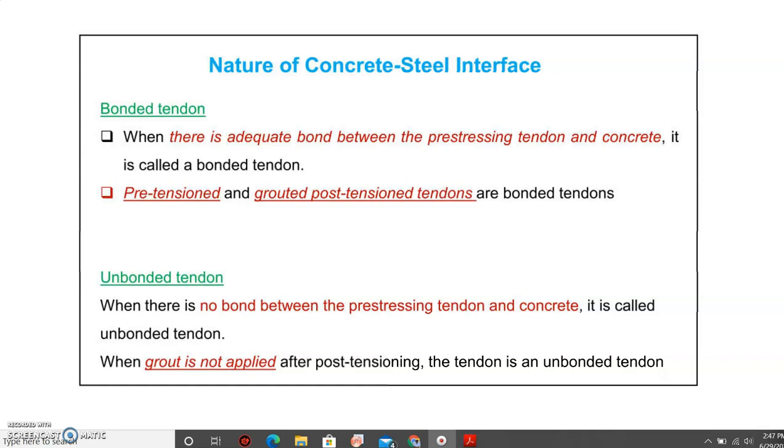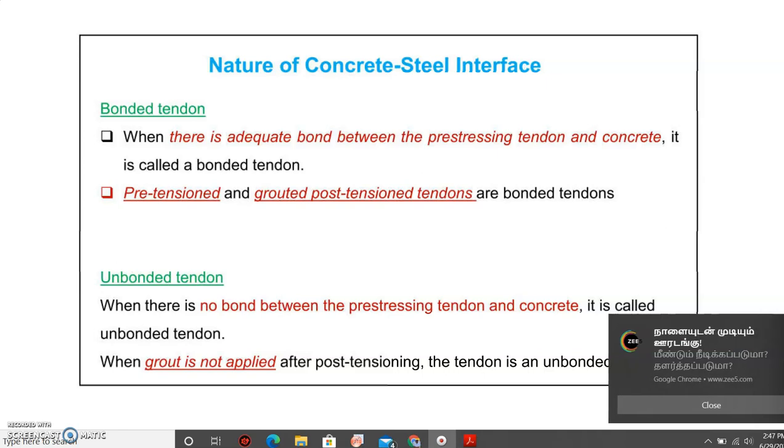Okay. So in post-tensioning there are two types. One is bonded tendon and another one is unbonded. If grouting is done in the post-tensioning system, this is known as bonded. If grout is not done in post-tensioning tendons, it is classified as unbonded tendon.